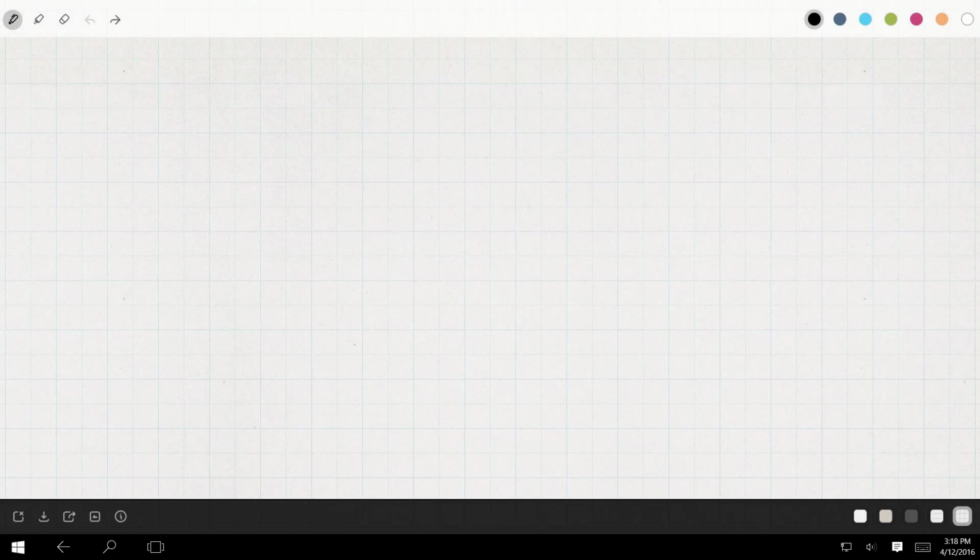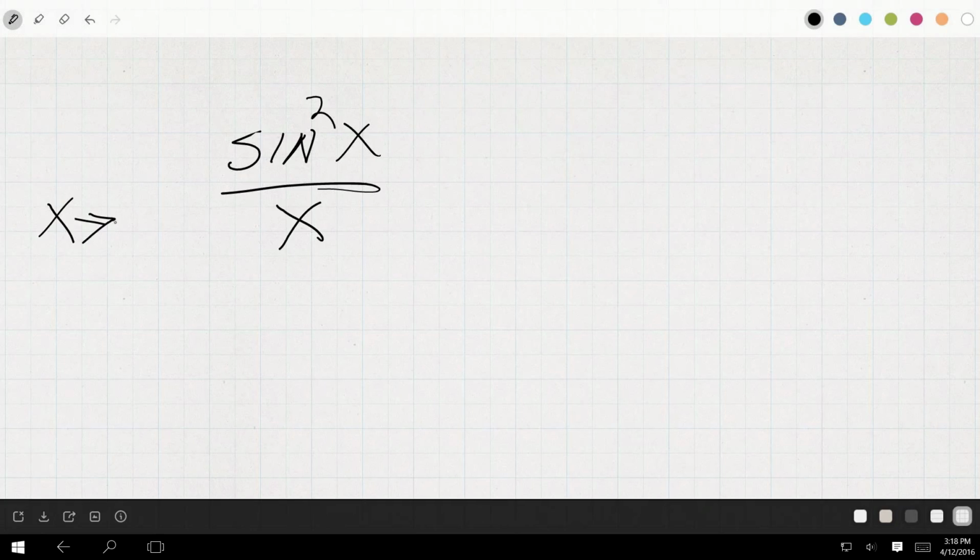What's the next problem? Let's see. The limit of sine squared x over x, as x is approaching 0. Factor the numerator.